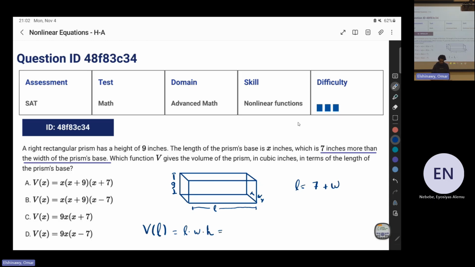This is nice because we know that the height is equal to 9. Oh, sorry, maybe I misheard that. Yes. So now we have length times width times 9. So at first it looked like a function of length, width, and height, but now it's a function of just length and width. And we want it to be a function of length. And there is one fact that we still have not utilized. So what should we do?